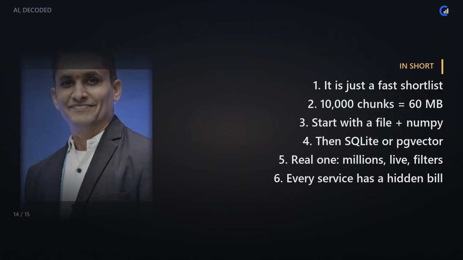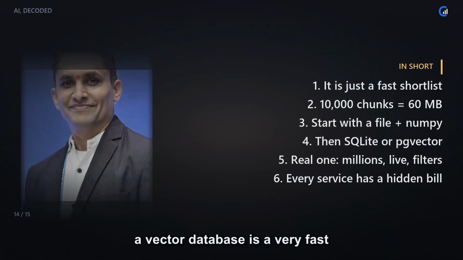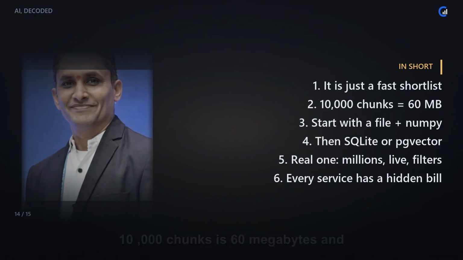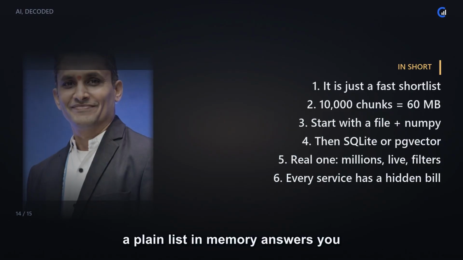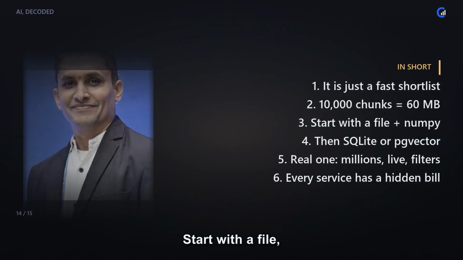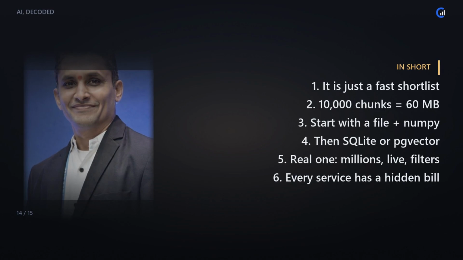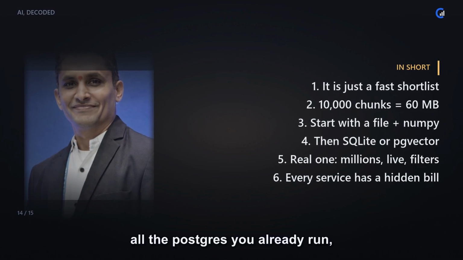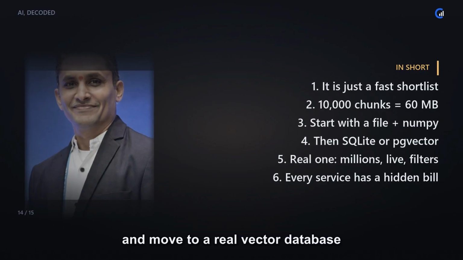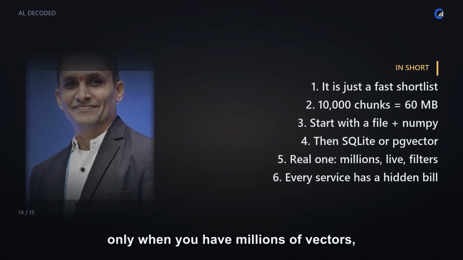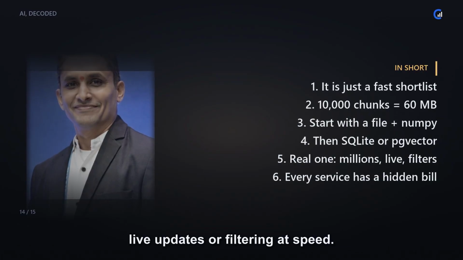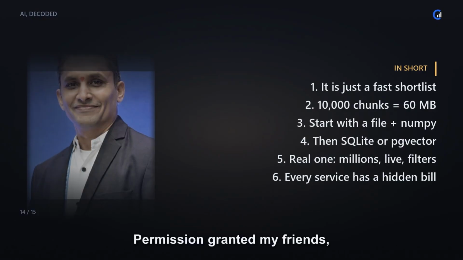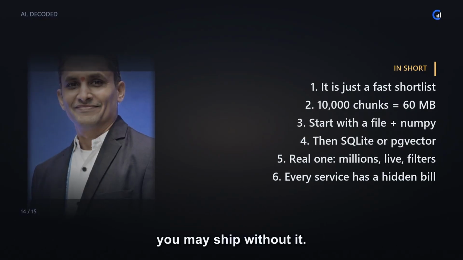So, to recap, a vector database is a very fast shortlist, nothing more. 10,000 chunks is 60 megabytes, and a plain list in memory answers you in milliseconds. Start with a file, grow into SQLite or the Postgres you already run, and move to a real vector database only when you have millions of vectors, live updates, or filtering at speed. Permission granted, my friends. You may ship without it.